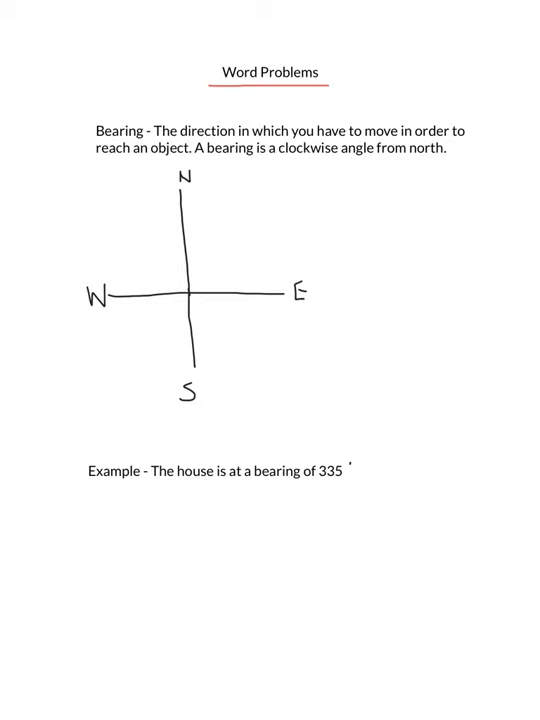A bearing is the direction in which you have to move in order to reach an object. A bearing is a clockwise angle from north. So an example that I'm going to draw right now, the house is at a bearing of 335 degrees. What this means is that starting at north, I need to move clockwise 335 degrees.